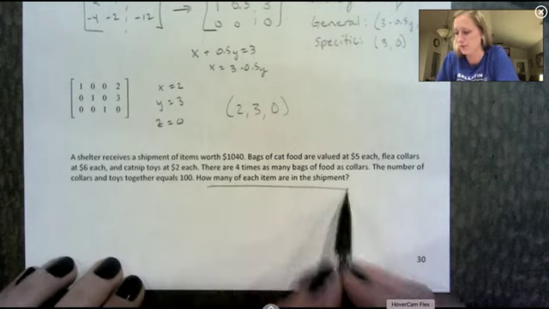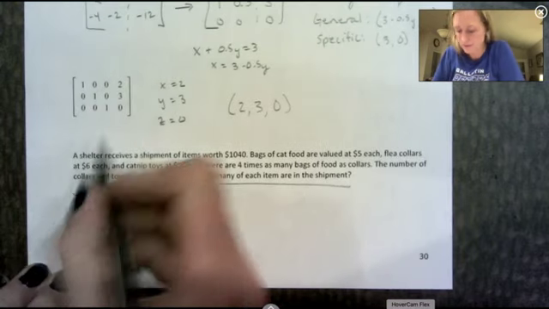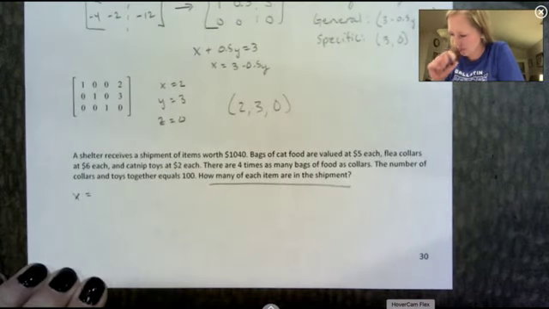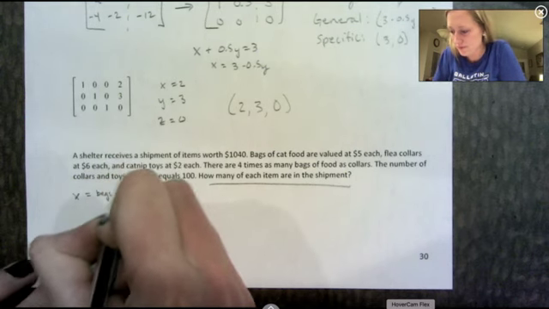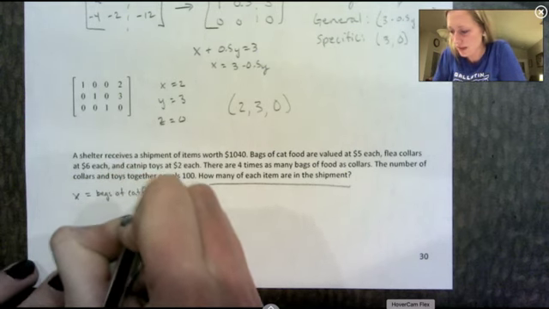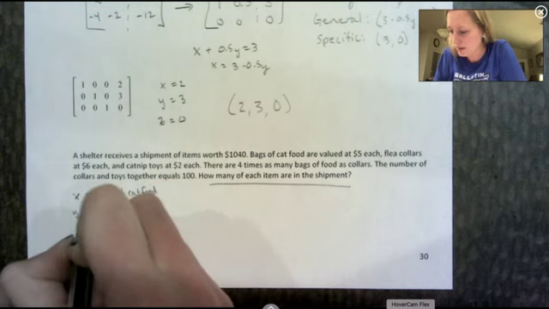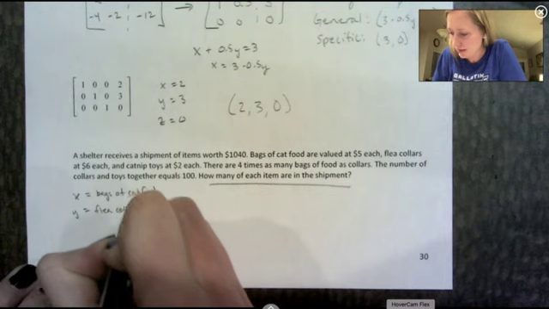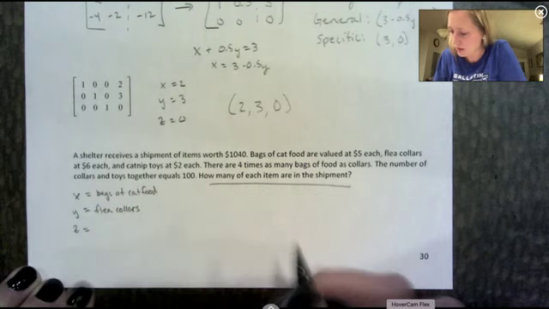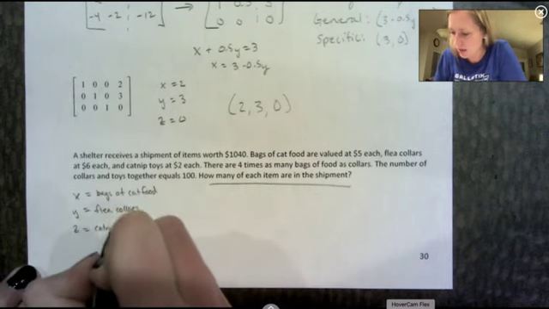So this is my variables. I'm going to let x be bags of cat food. That's one of the items. I'm going to let Y be the second item, which was flea collars. And I'm going to let Z be the last one. So Z was the catnip toys.